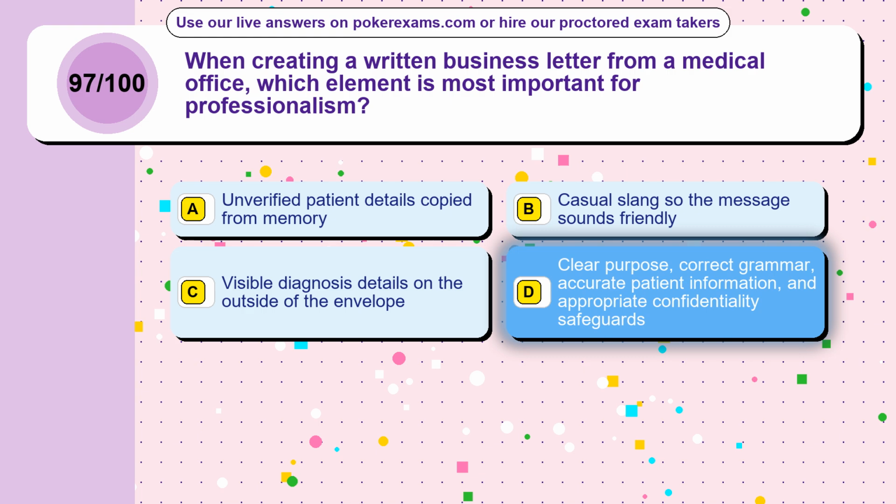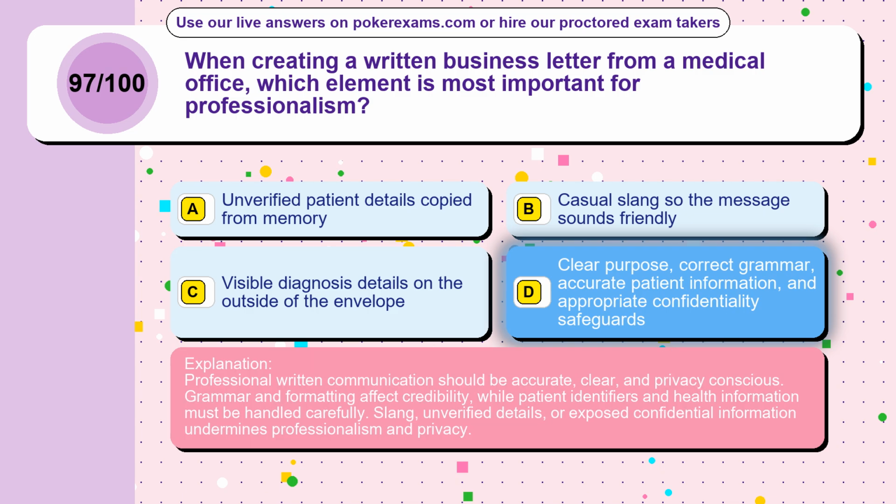Clear purpose, correct grammar, accurate patient information, and appropriate confidentiality safeguards. Professional written communication should be accurate, clear, and privacy conscious. Grammar and formatting affect credibility, while patient identifiers and health information must be handled carefully. Slang, unverified details, or exposed confidential information undermines professionalism and privacy.